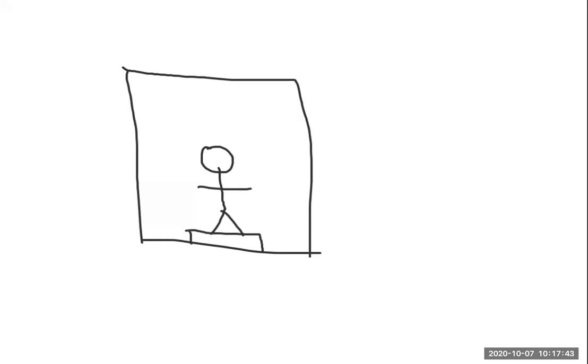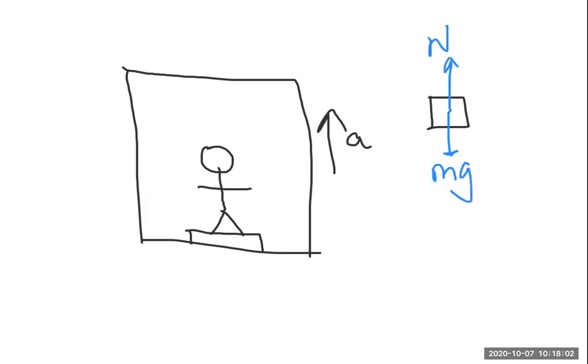So if the lift is going up with acceleration a and I draw the free body diagram of this person, then the forces acting on the object are mg downwards, normal reaction upwards. And if the lift is going up with an acceleration a, then I should write N minus mg is equal to ma. Therefore, N is equal to m into (g plus a).